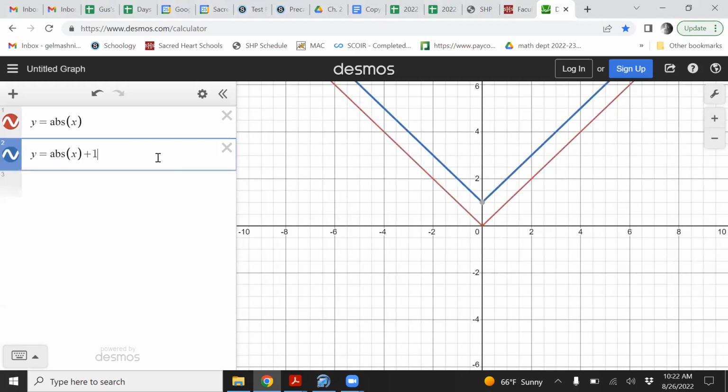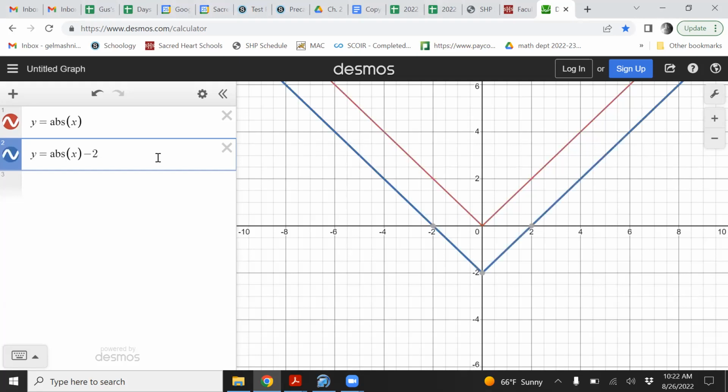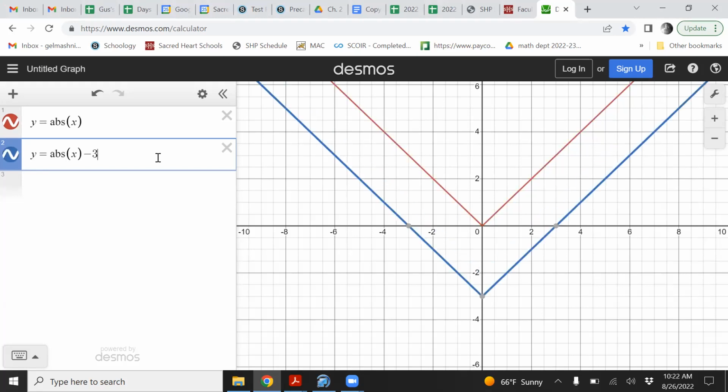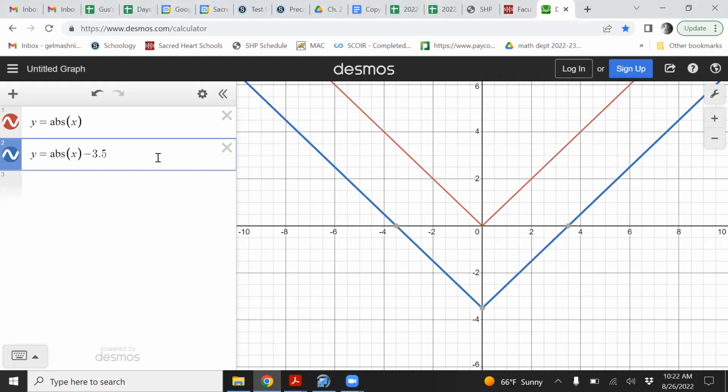There we go. So the red is absolute value of x. The blue is absolute value of x +1. What do you think the +1 did to the graph? Moved up one. It should, right? Because you're adding 1 to y. So absolutely, if y equals this, you're adding 1 to it. Yeah, let's move it up 1. What if I put a -2? What would happen? Go down 2. There you go. Goes down 2.